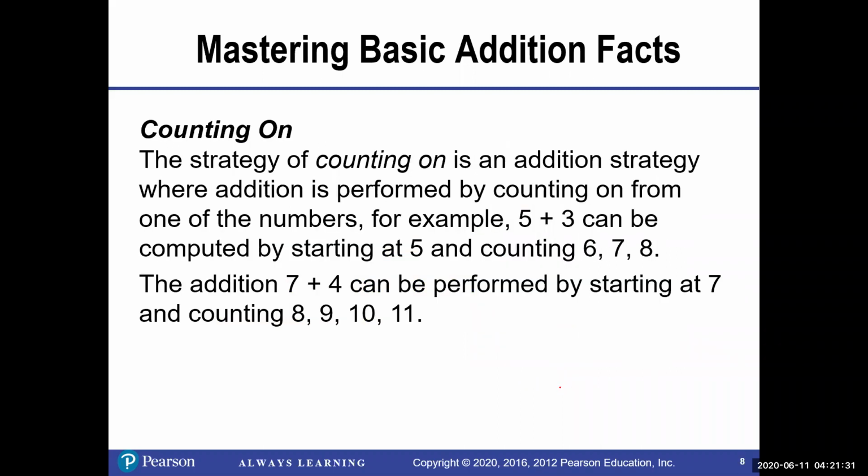Okay. Now counting on. Counting on is another method that you can use to teach addition. So here we're looking at various addition models, ways you can add numbers. The strategy of counting on is an addition strategy where addition is performed by counting on from one of the numbers. For example, 5 plus 8 can be computed by starting at 5 and counting 6, 7, and 8. Okay, so the addition 7 plus 4 can be performed by starting at 7, 8, 9, 10, and 11. Is that okay? And we call that counting on.